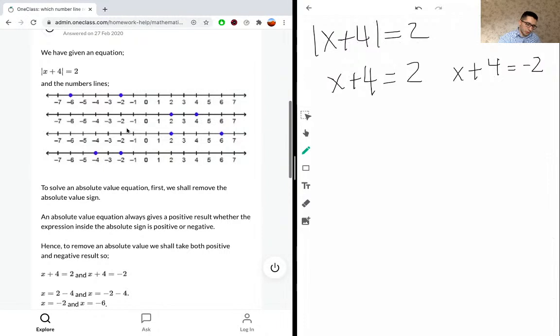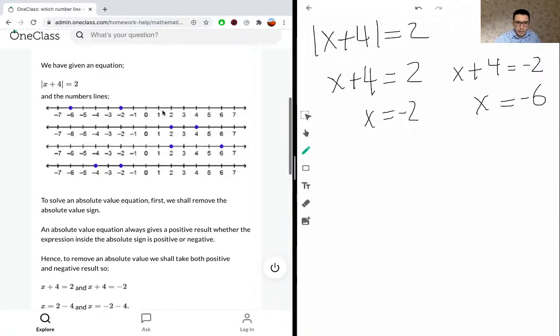So solving the first equation, we just subtract 4 from both sides, and we end up with negative 2 here. So we have 2 minus 4, which will give us negative 2. And then here we subtract 4 again from both sides. So we have negative 2 minus 4, which will give us negative 6.